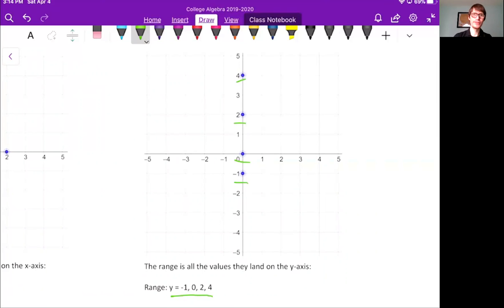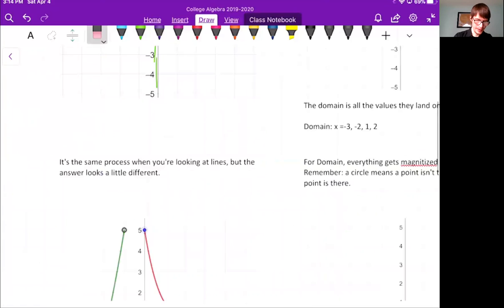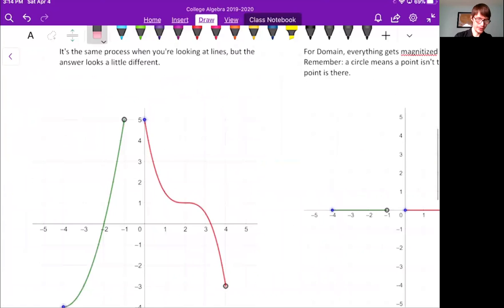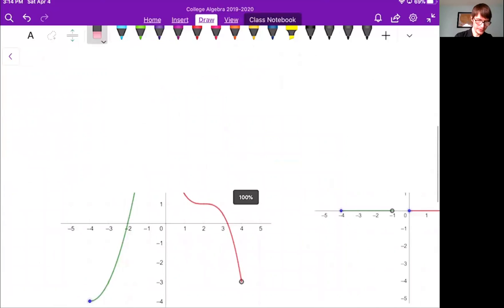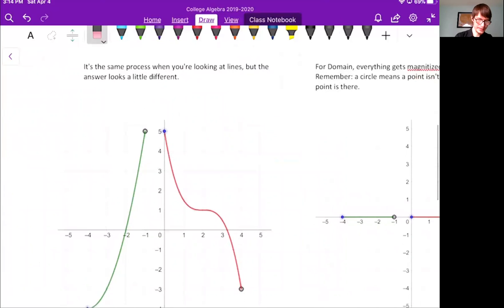Now let's say it was a little bit different. Let's say we had, for example, a bunch of lines, something really strange like this piecewise function here. When you're doing this piecewise function, it's the exact same process as before, but the answer might look a little bit different. So over here, for the domain, again, this is the x-axis. If you're trying to find the domain, you take everything, even the lines, and they get squashed down.